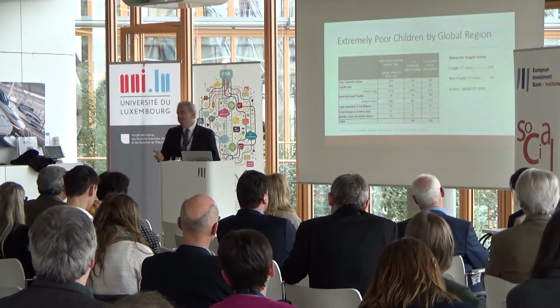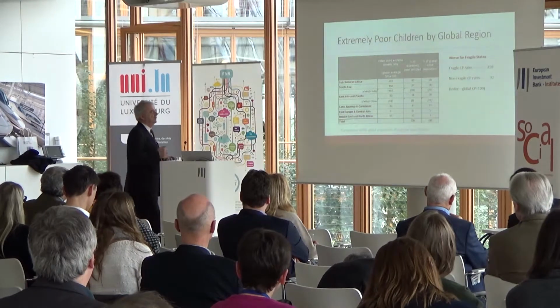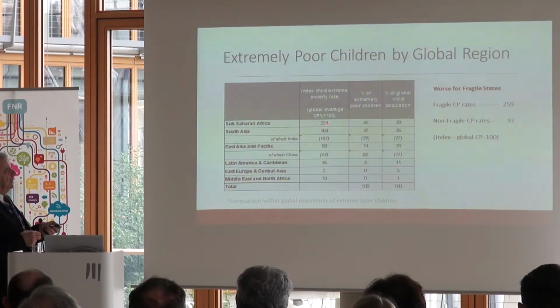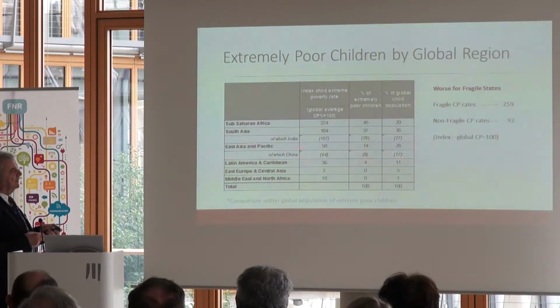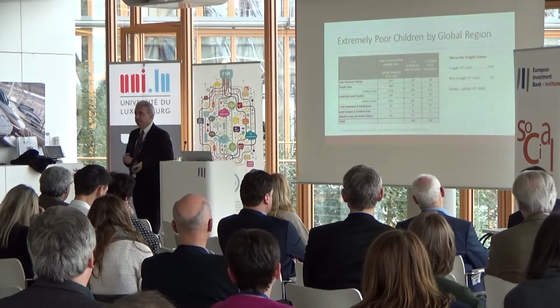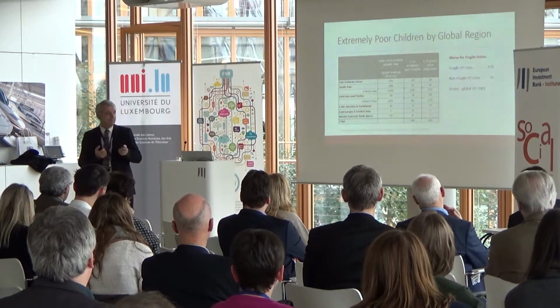Where are these children? No longer looking at the whole population, let's just focus on those children who are extremely poor. If we say the average child poverty rate is 100, then in sub-Saharan Africa, the children are over twice as likely to be poor. We see that 20% of the global population live in sub-Saharan Africa, but 45% of extreme child poverty is in sub-Saharan Africa. A shocking concentration in a single region.